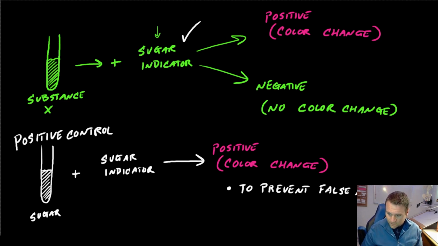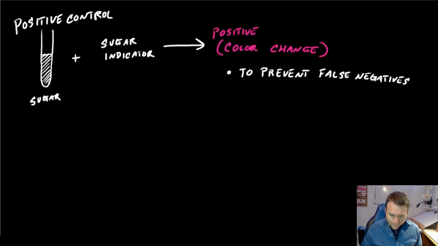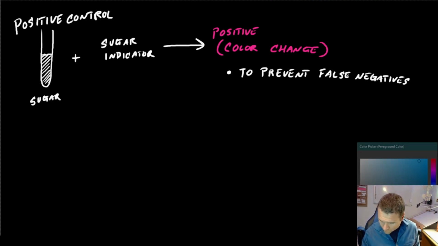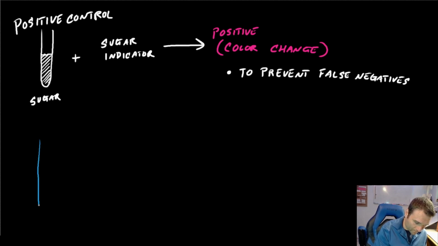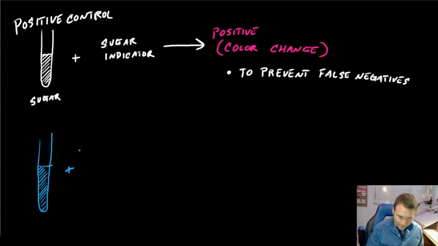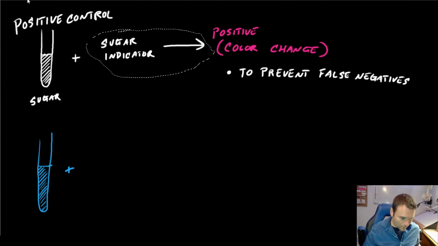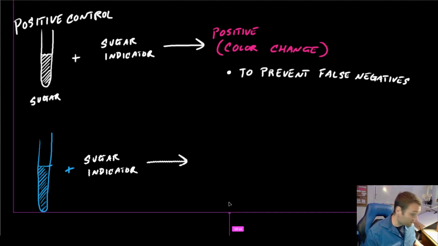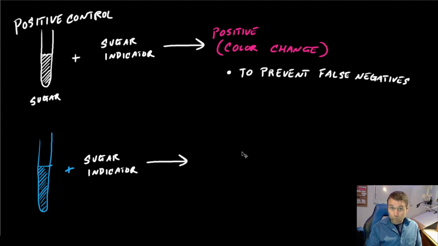All right, so what's a negative control then? A negative control is the opposite. It's something that we expect to give us a negative result. So let's say I take another substance and add my sugar indicator to this substance. But I'm trying to come up with something that will definitely not get a color change, something that I know for a fact has no sugar inside of it. You could pick a number of substances for this purpose, but the standard one, the easiest one to go for, is going to be water.